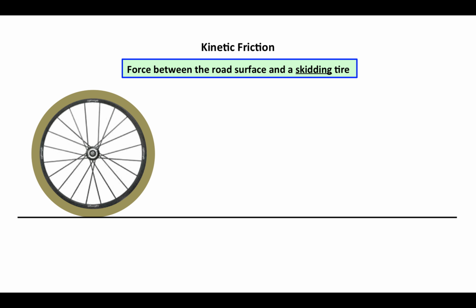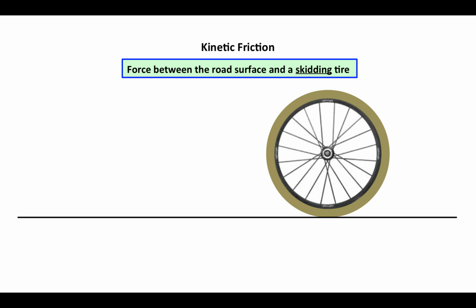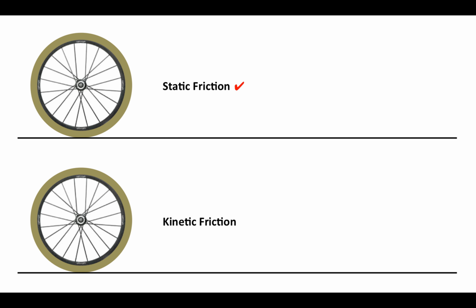Kinetic friction is the force between the road surface and a skidding tire. The friction between the tire and the road is greater when it's rolling than when it's skidding. And static friction is what is most important to us anyway, because we would rather slow or stop the bike before it goes into a skid.